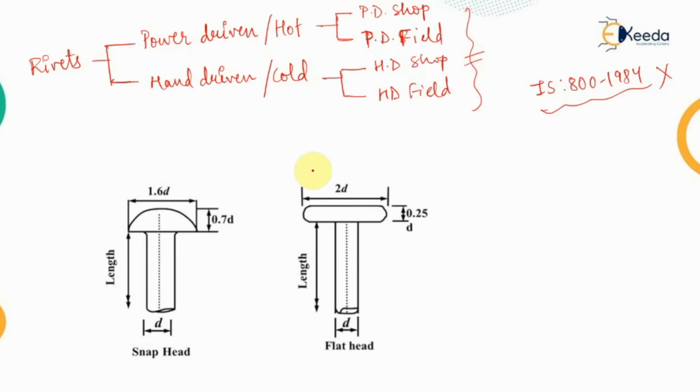Now the commonly used rivets are the snap head rivet and the flat head rivet. You can see that these are distinguished based upon the shape of the head provided over the cylindrical part, which is known as the shank of the rivet. So based upon the cap that has been provided, they are further classified as snap head and flat head.